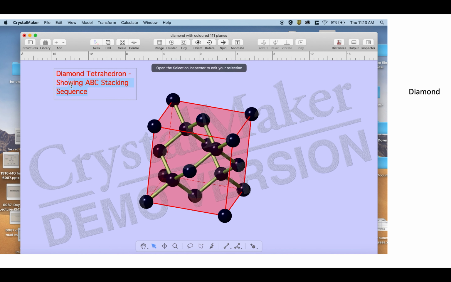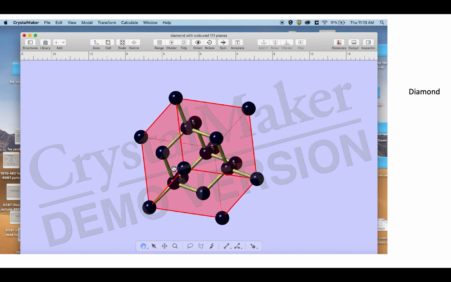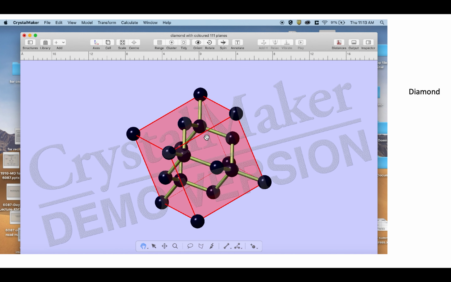I can click inside of it. Okay, that allows me to delete it. That's what I want to do. Go back to the hand to be able to spin around the unit cell.